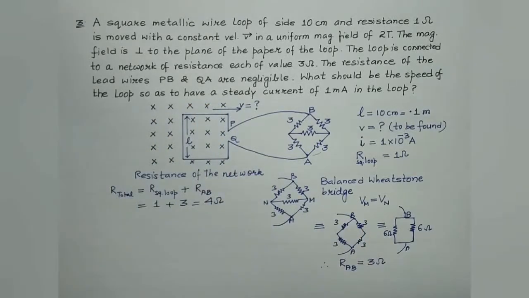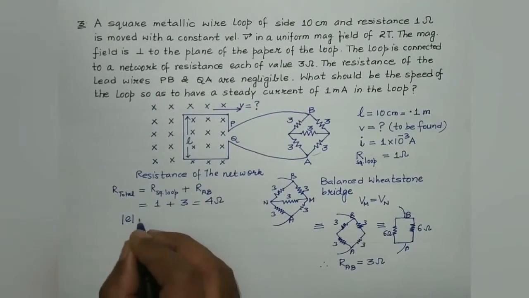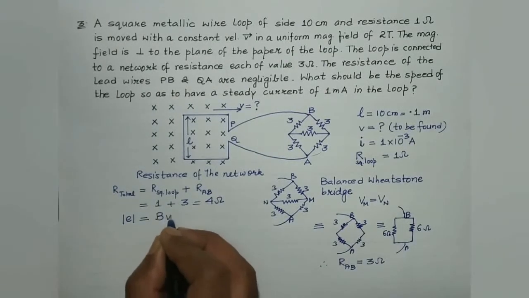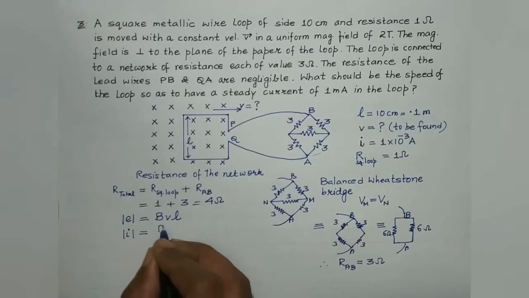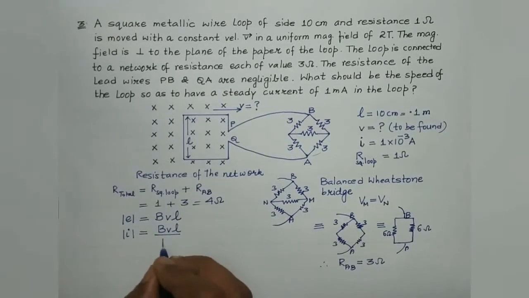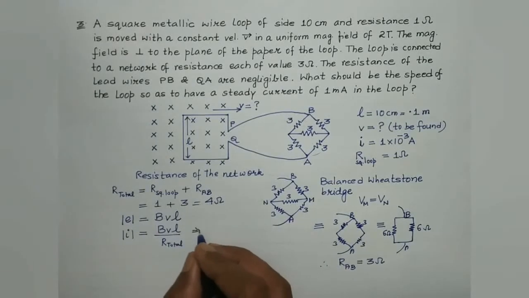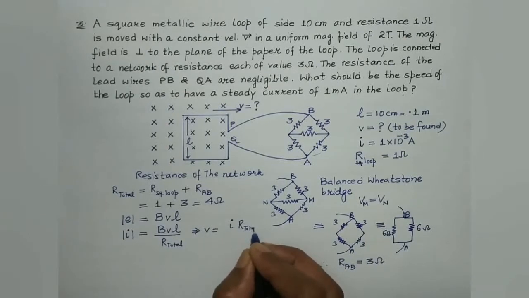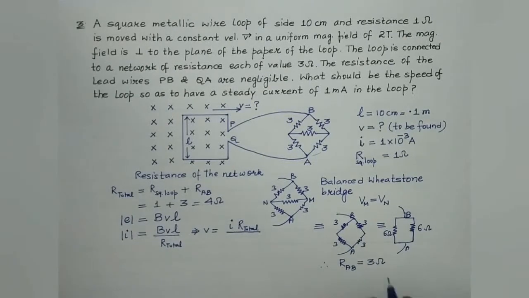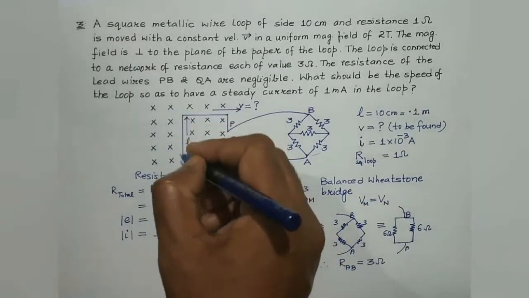Now, as this loop is moved, due to the motional EMF, an induced current will get established, right? And the magnitude of the motional EMF is given by BVL, and hence the induced current would be given by BVL divided by the net resistance, that is the total resistance of the entire system, right? We are supposed to calculate the value of V, velocity. So it would be equal to I into R total divided by the magnetic field multiplied by the length of this square loop, right?